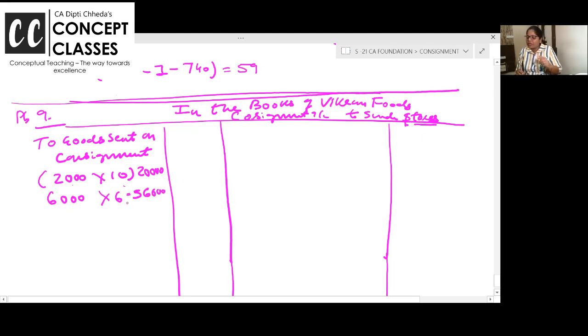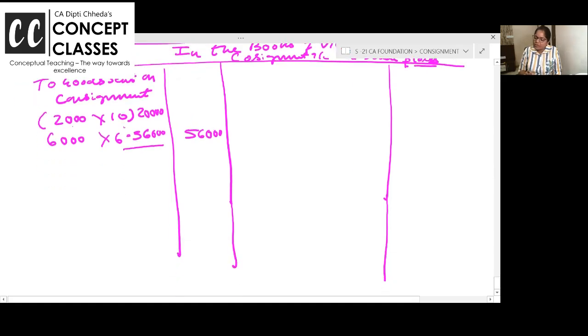Anyone in the class who is not able to get the cost from the problem? Cost is given to you, selling price is given to you. So what is the cost? 56,000. Now, consignment was booked on freight to pay. To pay basis means consignment, रास्ते का expenditure, freight and all will be borne by the consignee. Freight will also be paid by the consignee.